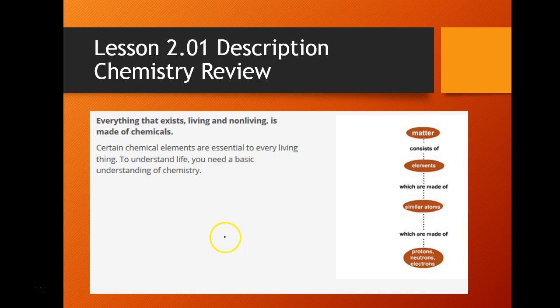Here's a description of what we're going to be going over today. We're going to be going over what matter is, elements, atoms, and the different parts of an atom, which are protons, neutrons, and electrons. In order to understand the later concepts in the class, we need to make sure that you understand just some of the basic foundational concepts of chemistry.